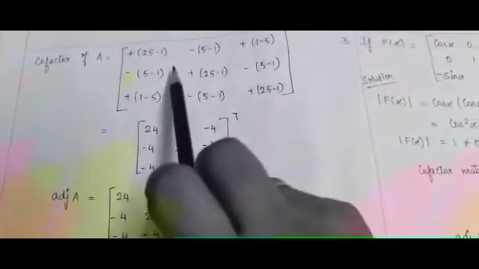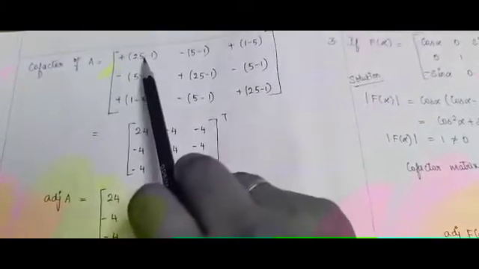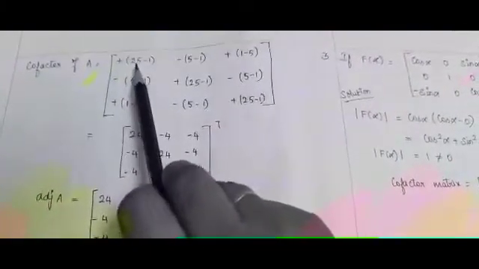So what do I need to find? Adjoint of A. Since here it is a 3 cross 3 matrix, for the adjoint of A you have to find the cofactor of A for all 3 rows. See, cofactor of A. I have done it here directly because we have done so many sums.